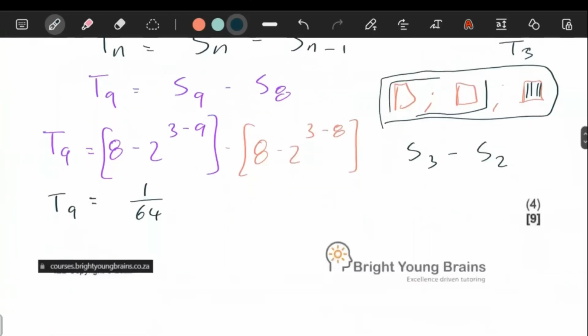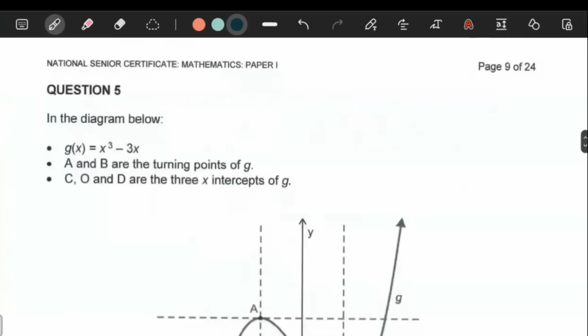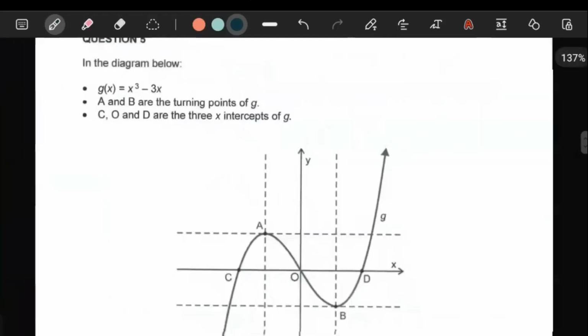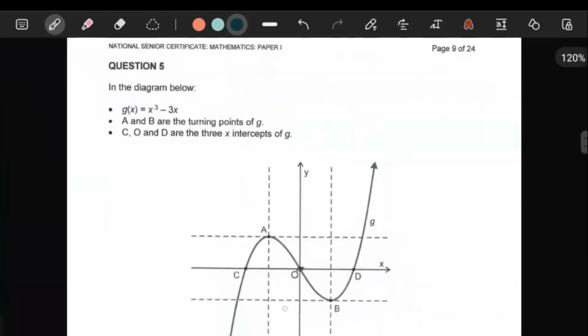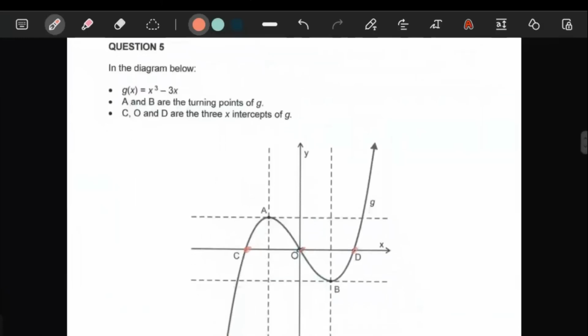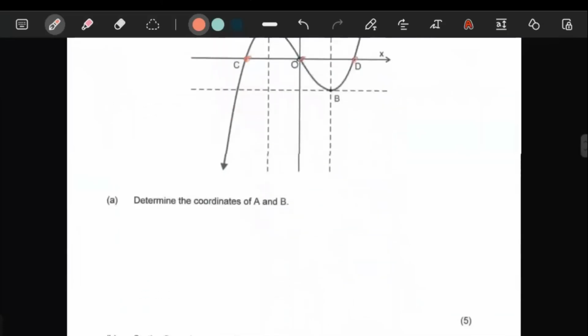Let's keep moving forward. Question number 5. In the diagram below, we have a cubic function. It passes through the origin, and then it has another x-intercept and another x-intercept. This is going to be an easy cubic function question. It says A and B are the turning points. They've given us nice dots over there. Then they said C, O, and D are 3 x-intercepts. Let's see what the first question is.